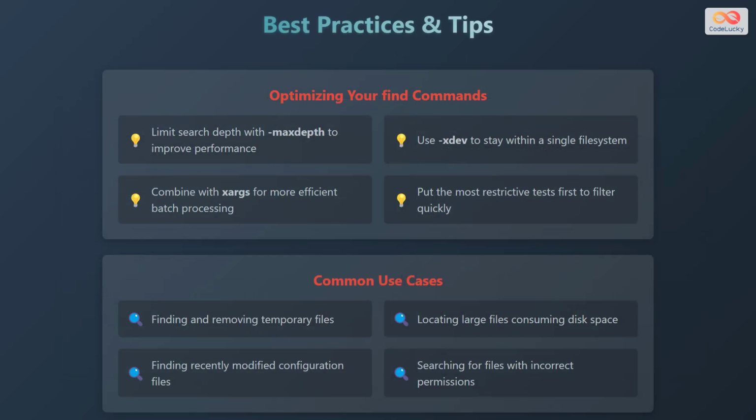To optimize your find commands, it's useful to limit the search depth using -maxdepth to improve performance. Also use -xdev to stay within a single file system. You can combine find with xargs for more efficient batch processing. Finally, put the most restrictive tests first to filter results quickly.